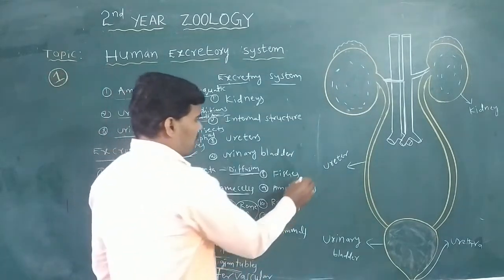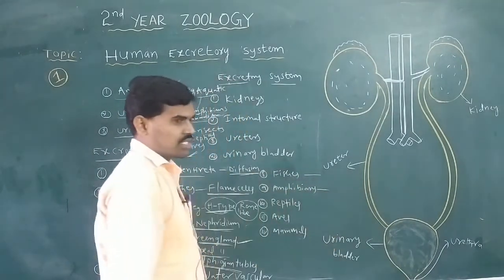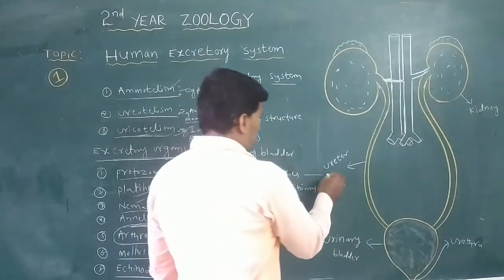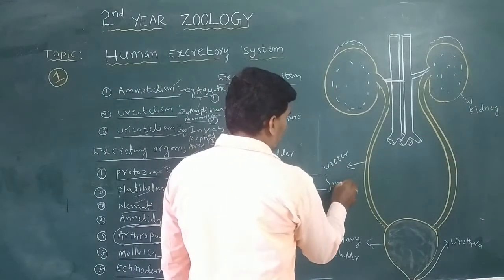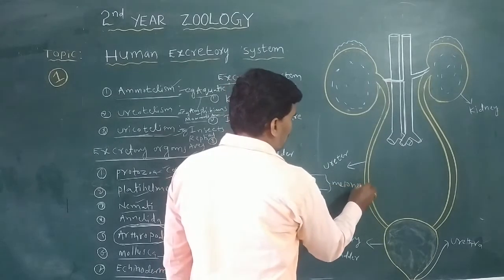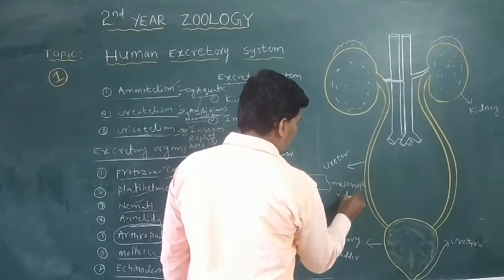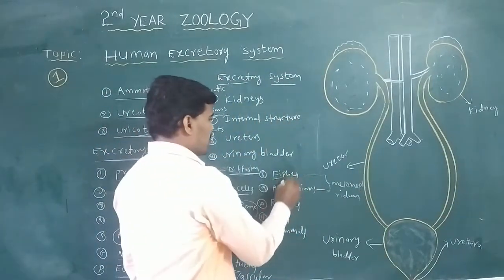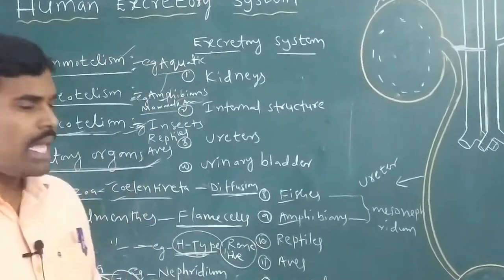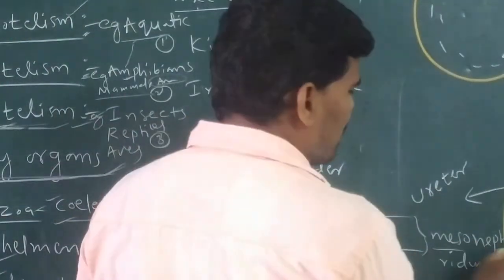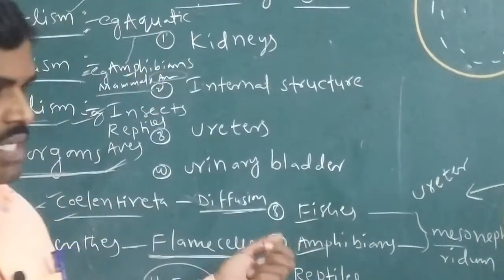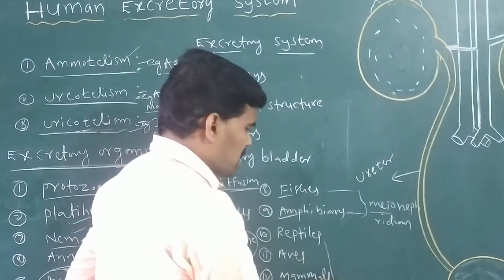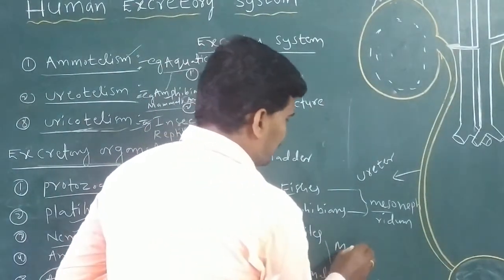Then next, the fishes and amphibians. In fishes and amphibians, the primitive nephridia are mesonephridia. The mesonephric type of kidney is present, a primitive type of kidney in fishes and amphibians. And next, reptiles, aves and mammals have the metanephric kidney.